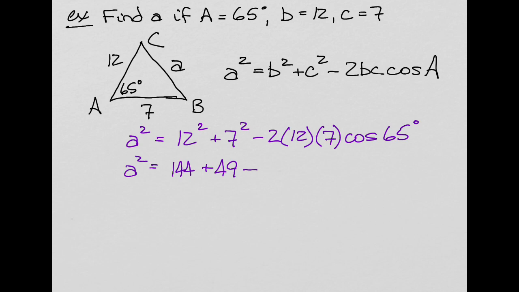2 times 12 times 7, 24 times 7 is 84. And do notice this is 84 cosine 65 degrees. So it's not 144 plus 49 minus 84. That 84 goes along with the cosine of 65 degrees. At this point, I would break out the calculator and do this on the calculator. And if a squared is all that, a is the square root of all that.